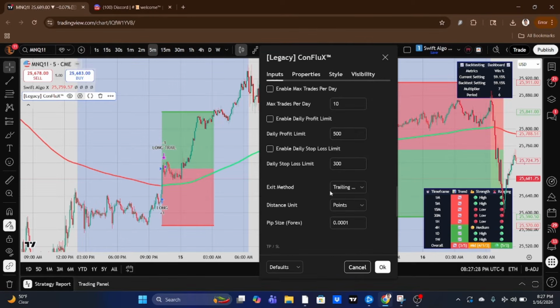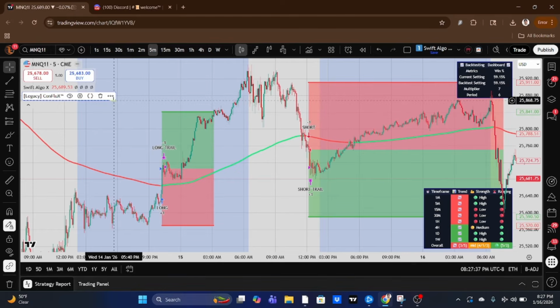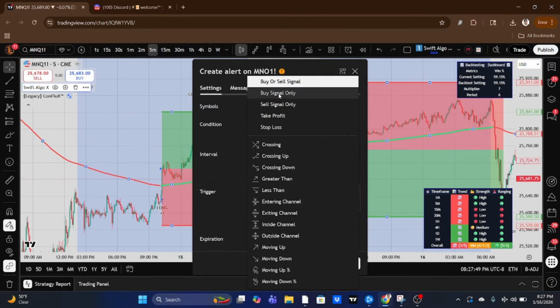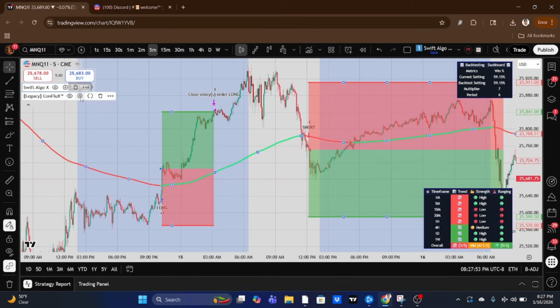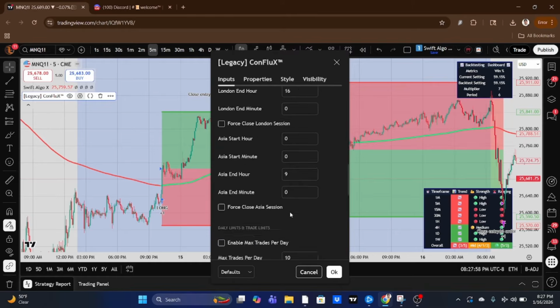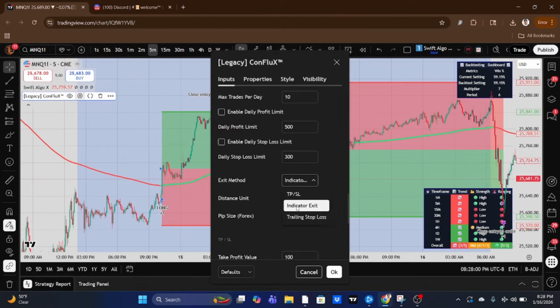And what makes my indicator different from another alert builder strategy is that it does come with an indicator exit method, but you can only use this if the indicator has an exit alert. So Swift Algo X is a fantastic example of this because it does come with a buy, sell, take profit, stop loss. Meaning you can actually use the indicator exit method.